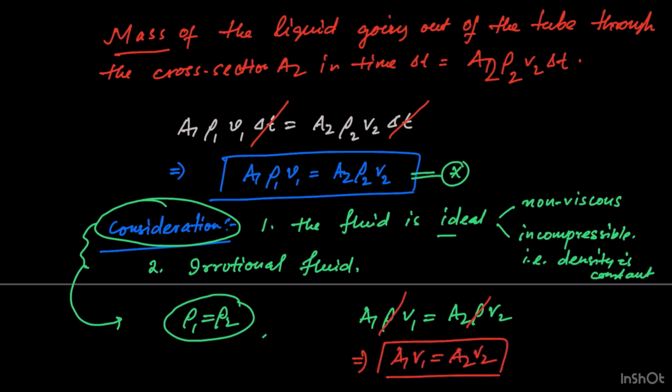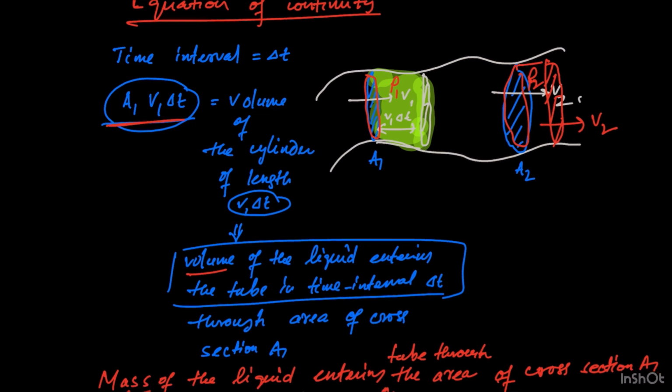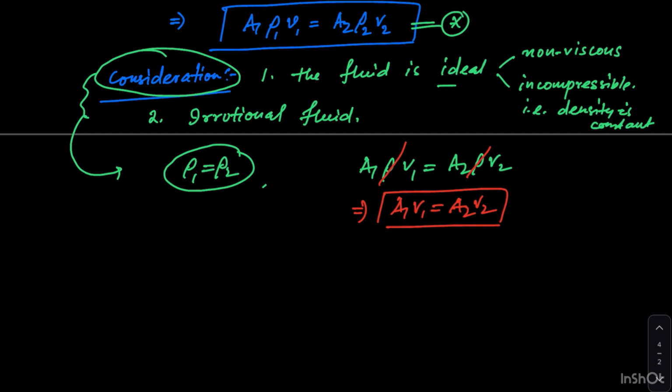So this is the form of the equation of continuity. As you can see, I have derived it from the conservation law of mass, that no mass is being destroyed between these two areas of cross section. Whatever fluid is going in, that same mass of fluid is coming out.